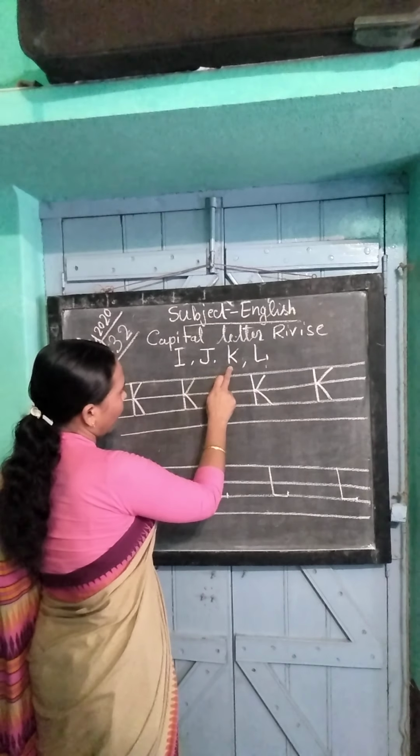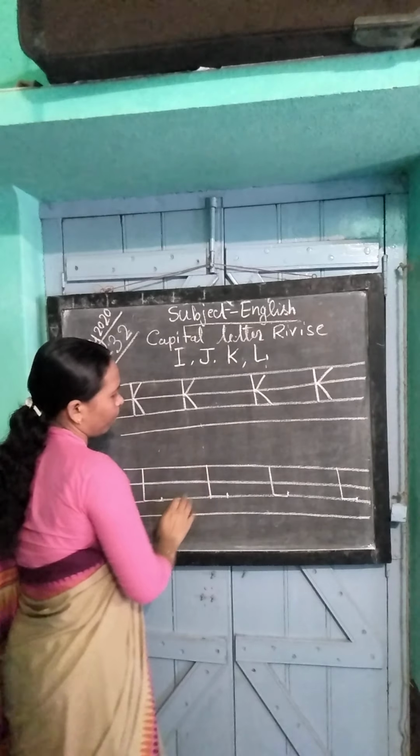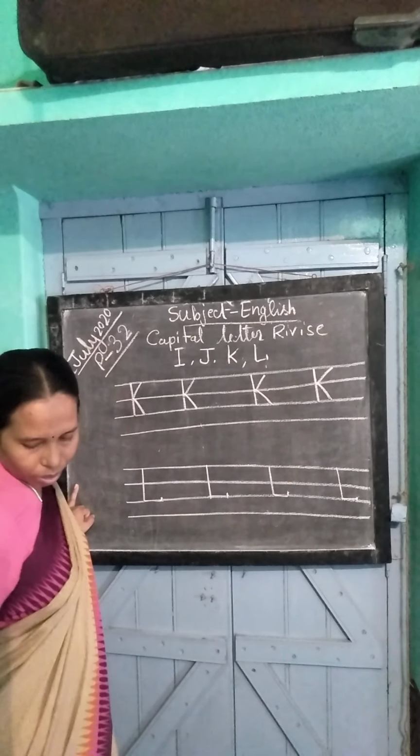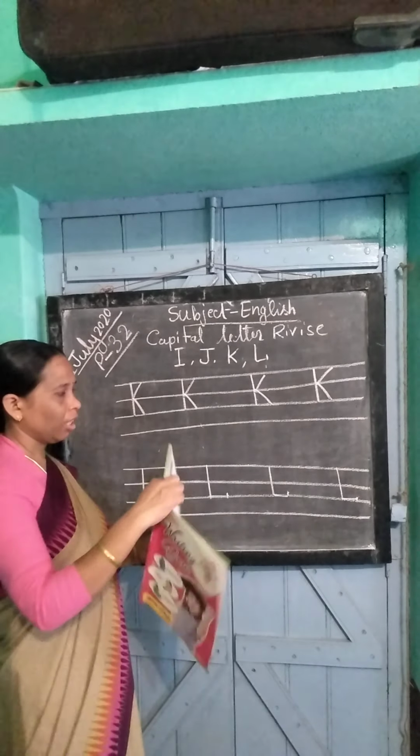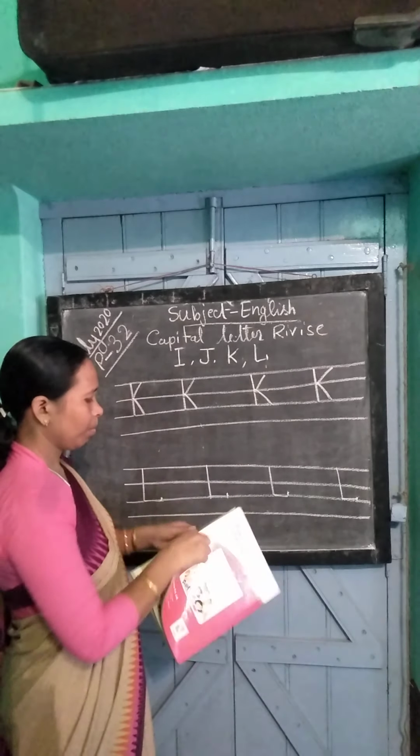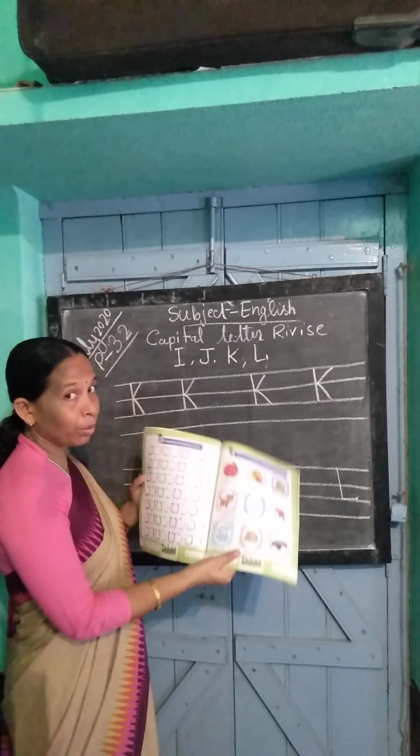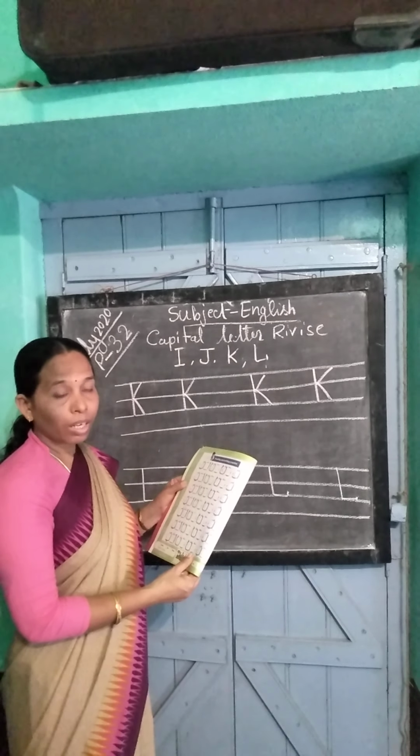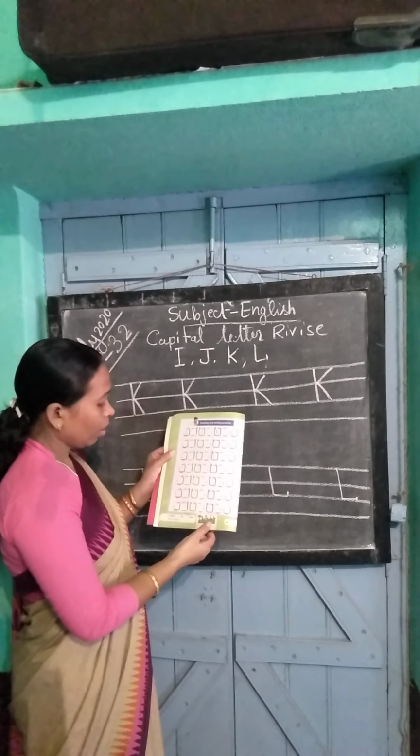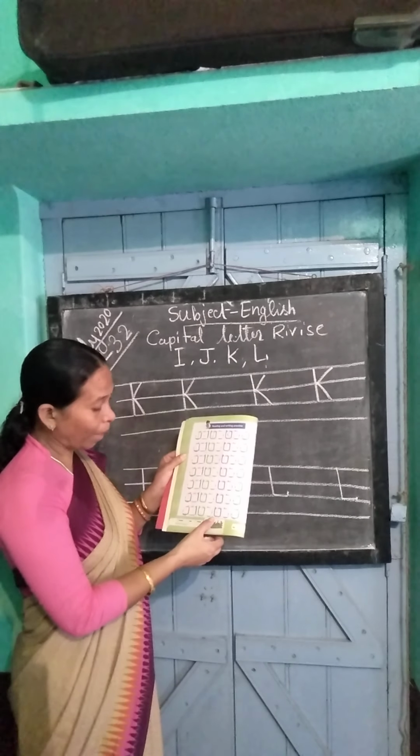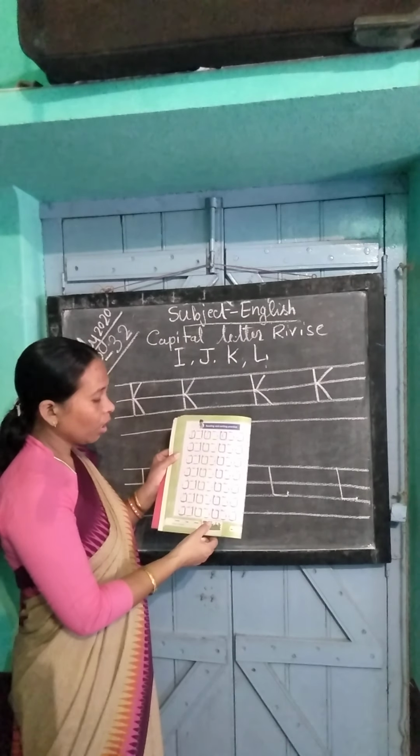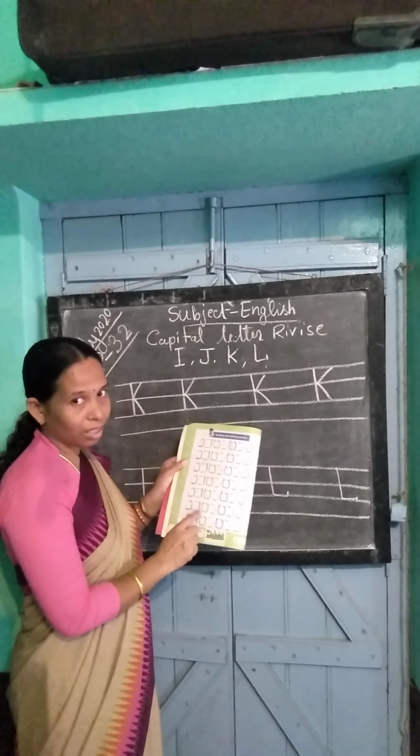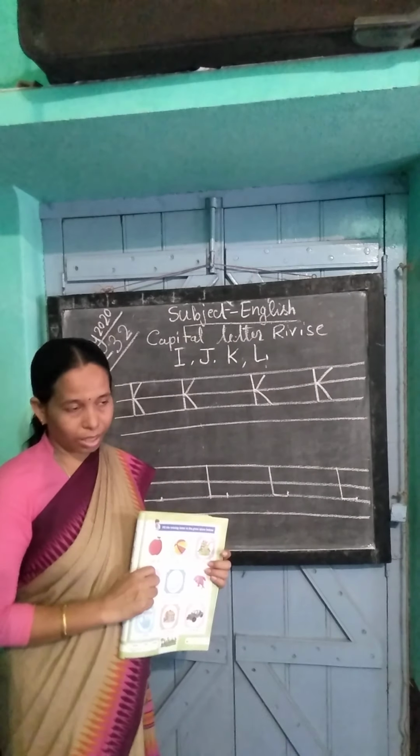J K L. Okay, you have to write in your book, but before you have to practice in your draft note. Okay. Before what you will do? You have to practice in your draft note and write here. Okay, children. Thank you.